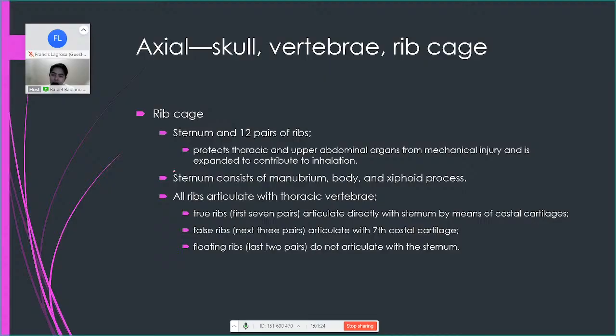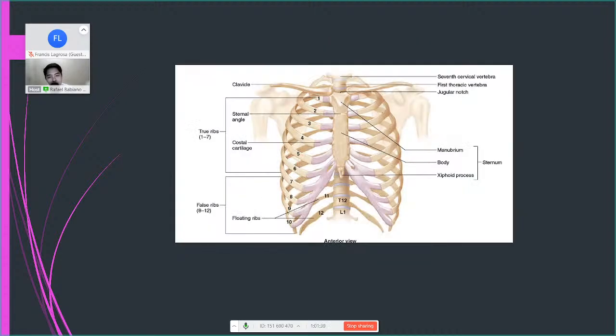Then we have the rib cage, or ribs. The rib cage involves the sternum and 12 pairs of ribs. So 12 on each side, 24, plus the sternum, that's 1. The sternum has 3 parts: the manubrium, the body, and the xiphoid process.